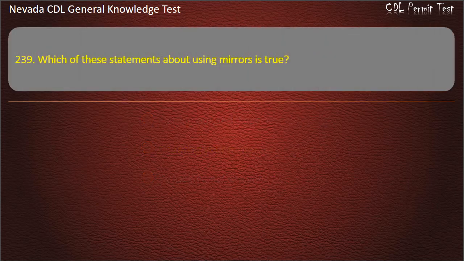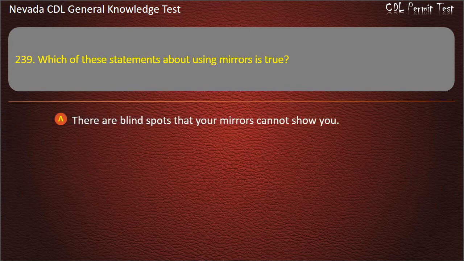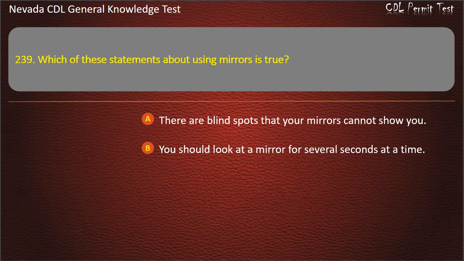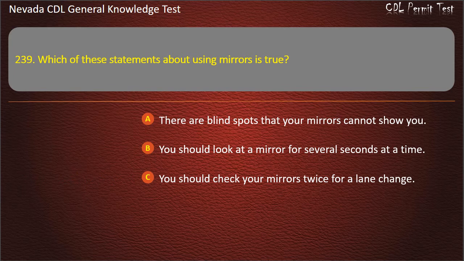Question 239. Which of these statements about using mirrors is true? There are blind spots that your mirrors cannot show you. You should look at a mirror for several seconds at a time. You should check your mirrors twice for a lane change. Answer. There are blind spots that your mirrors cannot show you.